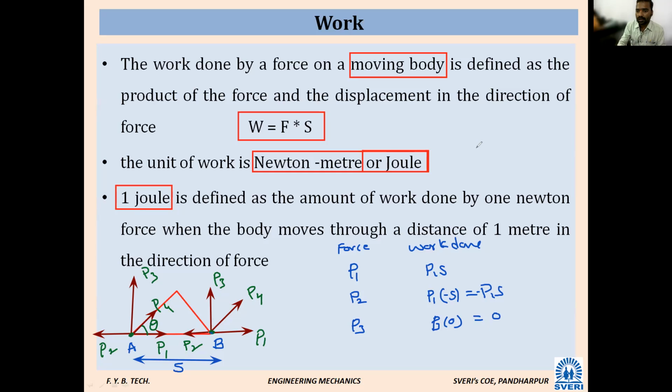Flip it. See, in case point A is here, exactly horizontal, it has come here. So the force is P1 like this, and S is like this. So what is the work done at this point? P1 into S. Suppose P2 is in this direction, but S is in this direction. So what is the amount of work done? P2 into S. Suppose P3 is here. Along the vertical direction, is it moved? No, it's not moved. Displacement is how much? 0. So P3 into 0 is equal to 0.